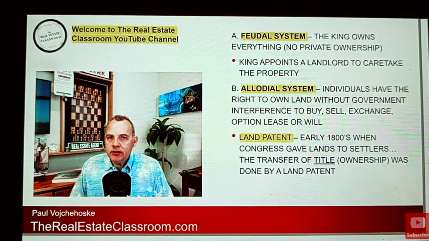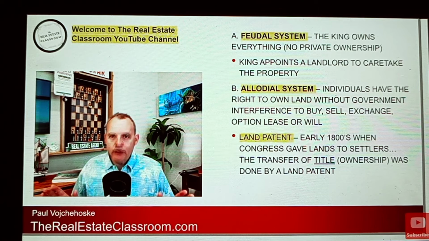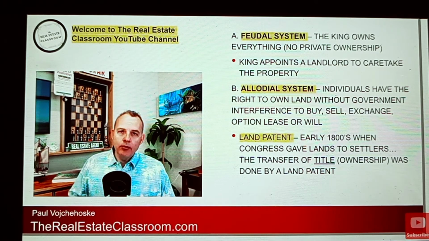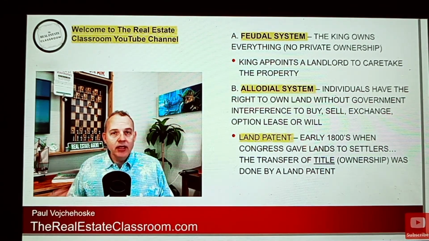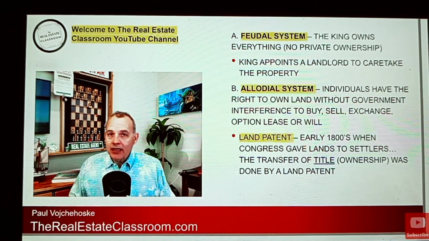And the feudal system is the king owns everything. The king owns everything. There is no private individual ownership. And what would happen is the king would appoint a landlord over a certain size parcel of land, and maybe the king would even appoint certain peasants to work for that landlord, but the landlord doesn't own it.